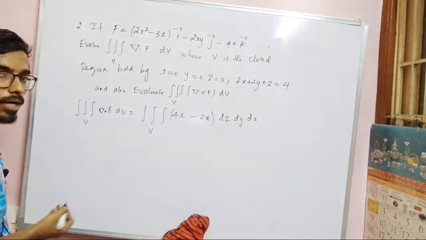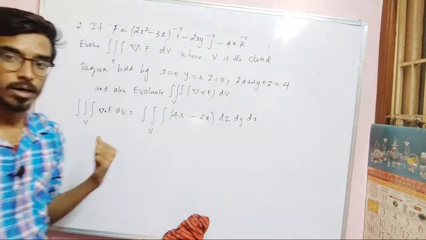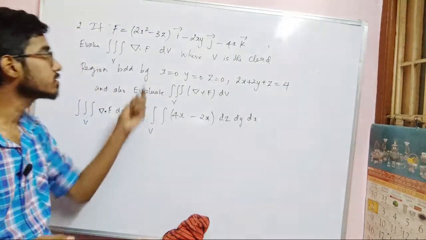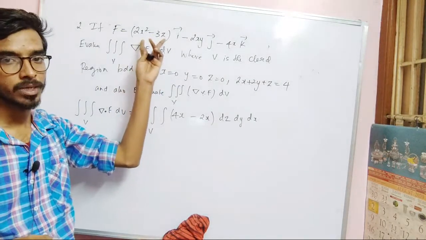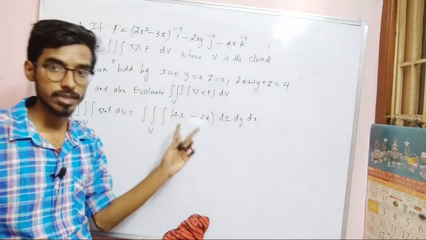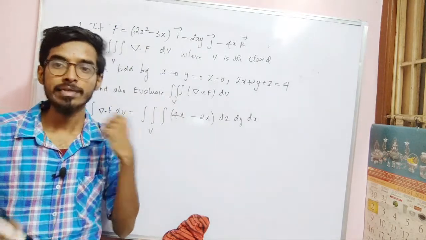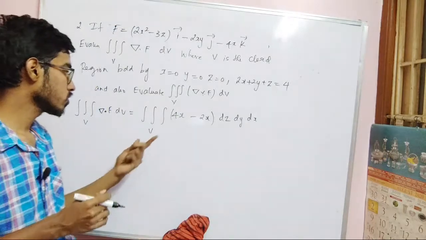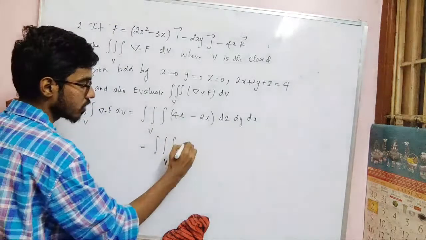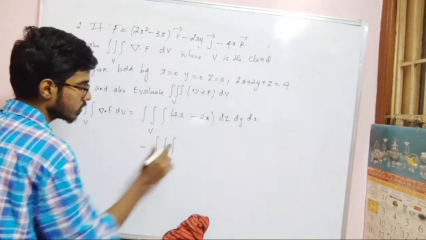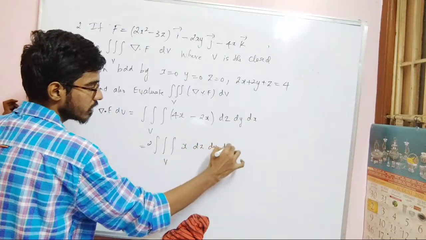If we don't have a dot, it is gradient. Here we have a dot, right? So it is nothing but divergence. For divergence, you differentiate partially the first component with respect to x, second component with respect to y, third component with respect to z, right? So this is nothing but triple integral over V 2x. So I can take 2 outside, so x times dz dy dx.